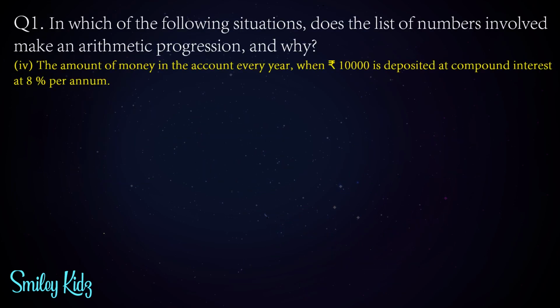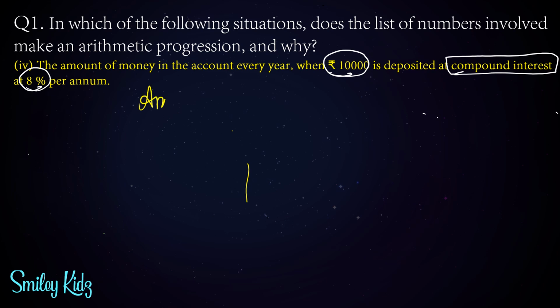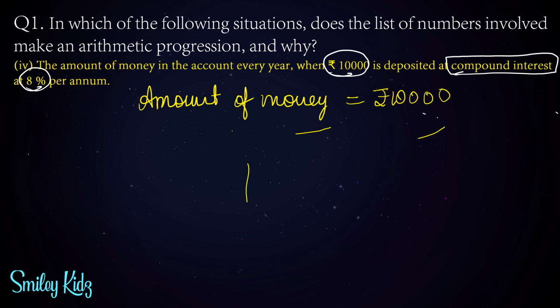The amount of money in the account every year when rupees 10,000 is deposited at compound interest at 8% per annum. Here the thing you have to understand is about compound interest. Compound interest is basically interest over interest. Now in this case, let me make it more clear. Here I have the amount of money with me as rupees 10,000.